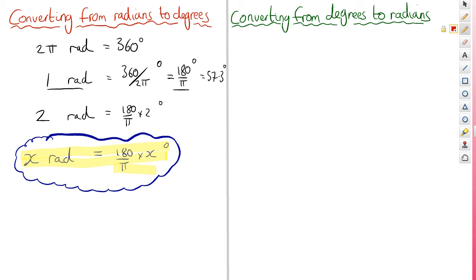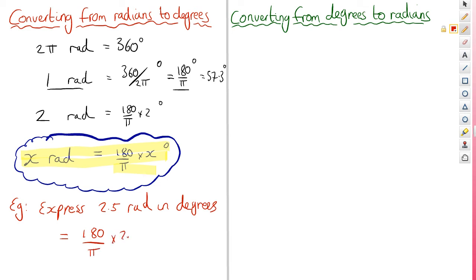Let's just do a quick example. So we might say, okay, express 2.5 radians in degrees. Well, we just chuck it in the formula. That's going to be equal to 180 divided by pi times 2.5. And if you chuck all that in, it gives you 143 degrees. So we can successfully convert any angle in radians into degrees.